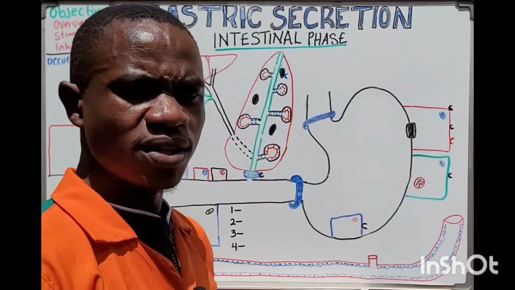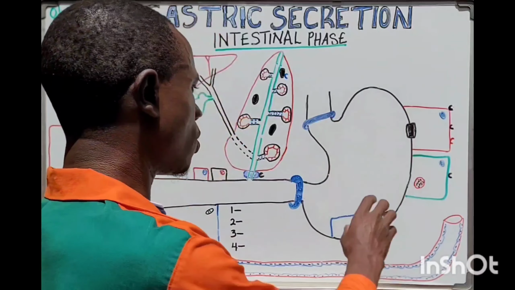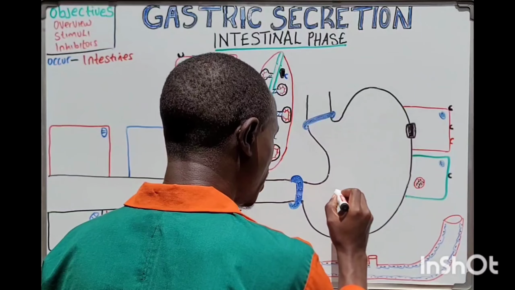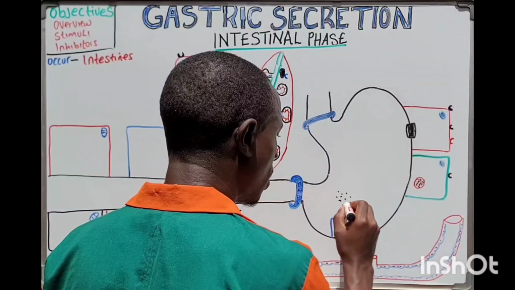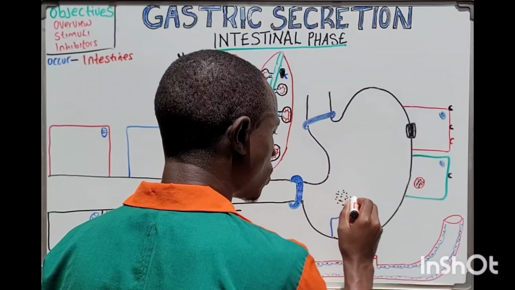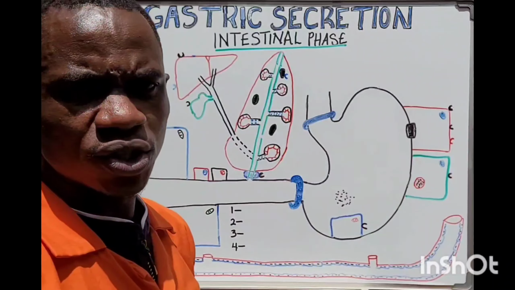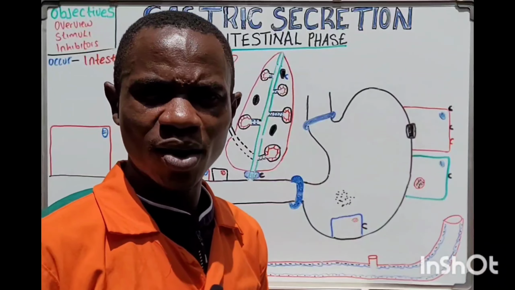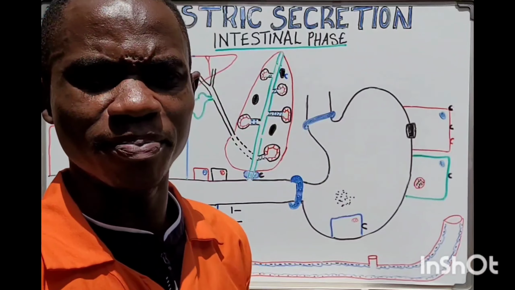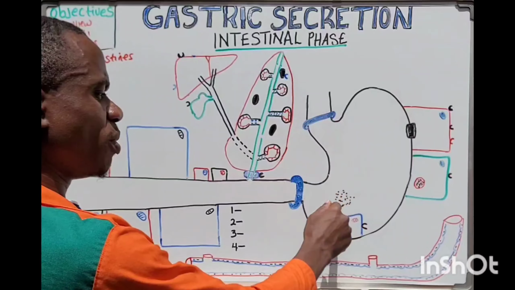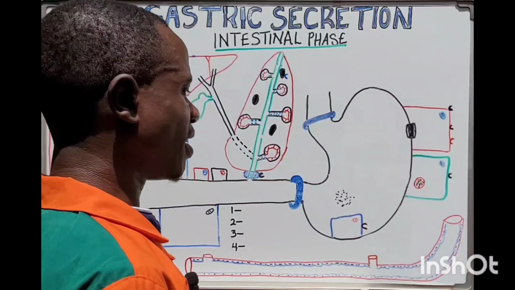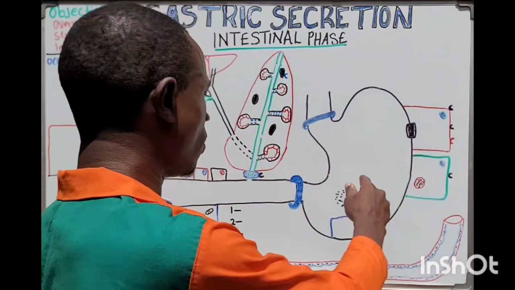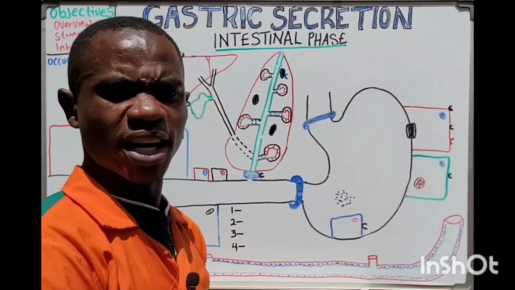Now, how is this chyme going to move from the stomach into the duodenum? This is a semi-liquid substance, which we call the chyme. Whenever food is leaving the stomach to go into the duodenum, we no longer call it food, we just call it the chyme. So I want to see how this chyme is going to leave the stomach into the intestines. What is the mechanism through which the chyme is going to leave the stomach into the duodenum?